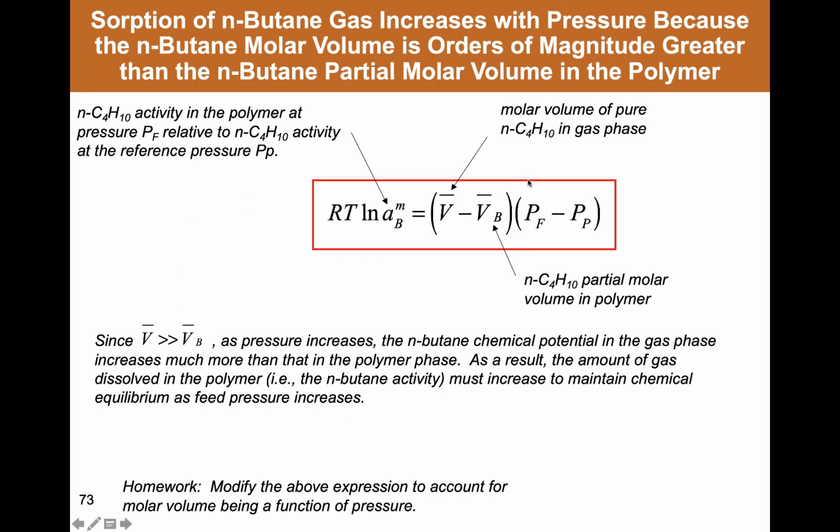And so now if we come back to this expression, the log of the activity of butane in the polymer depends on the difference between the molar volume and partial molar volume of butane in the polymer. And if the partial molar volume of butane is essentially negligible, then it means that any time the pressure is increased above the reference pressure, the activity of butane will increase. And so as the activity increases, so goes the concentration in the sample. And so this result, I'm showing you really a shortcut version of this.